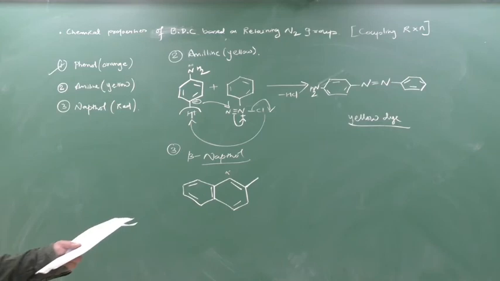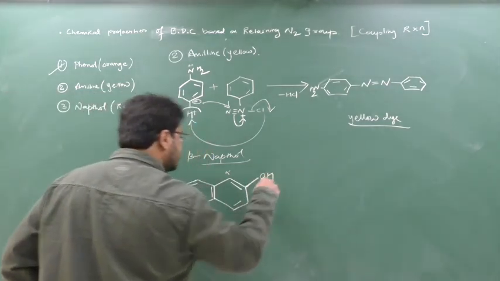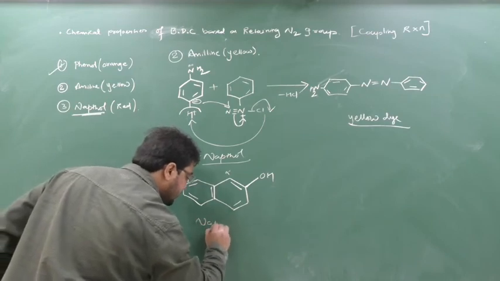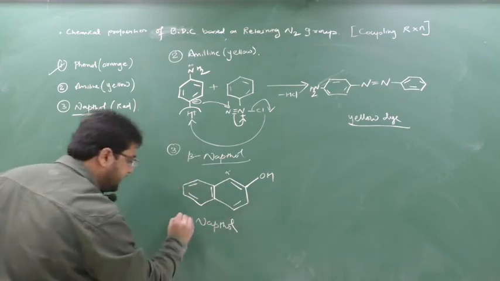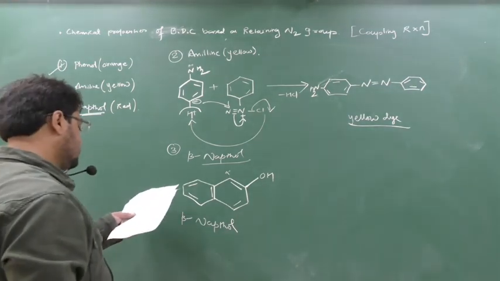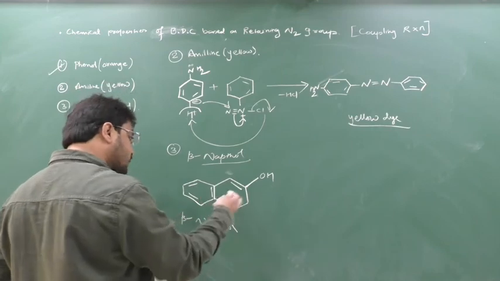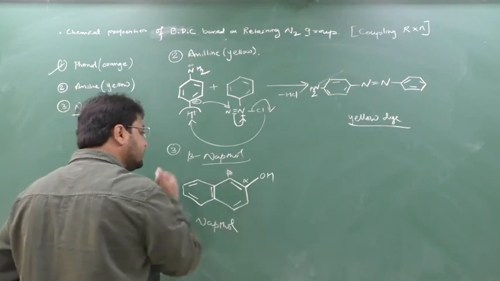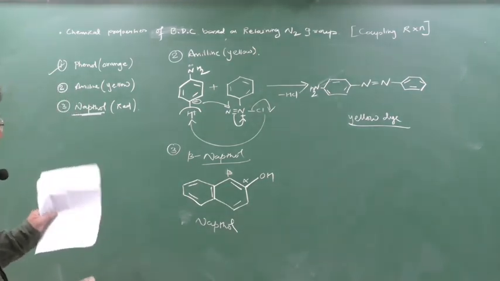On the beta position, you put OH. That is nothing but your naphthol, alcohol, OH. This is your naphthol. Especially it is a beta naphthol because it's on the beta position. That's the beta position. Clear? Sorry. Where the OH is, you have to say the alpha position, and this is the beta. And the naphthol is beta naphthol red.